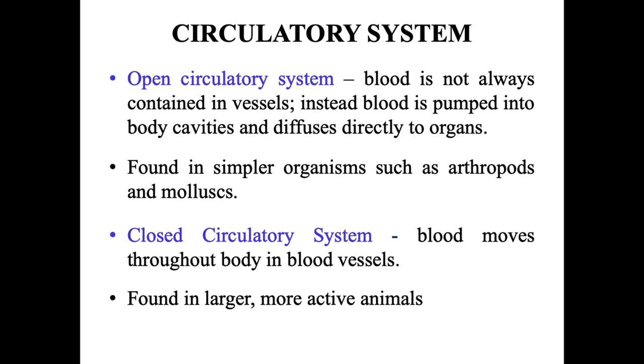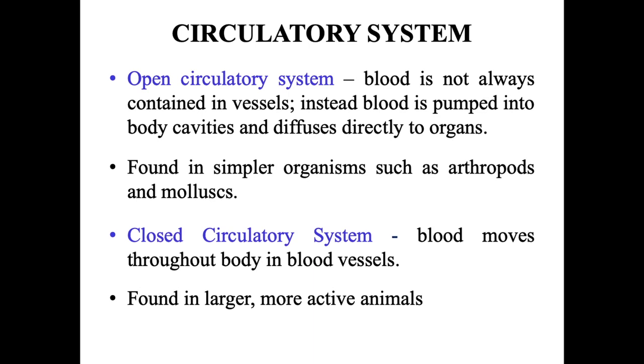The open circulatory system is a system in which the blood does not flow in certain vessels. Like in human beings, the blood flows in arteries and veins, they are the vessels. But instead, the blood flows in the body cavity and diffuses directly into the organs. The example is that of arthropods, that is, you can take the cockroach. In cockroaches, they don't have any arteries or veins. The blood is pumped into the body cavity and there it diffuses directly to the organs.